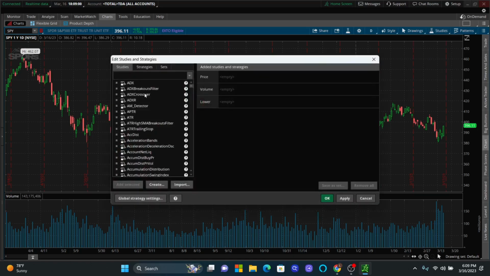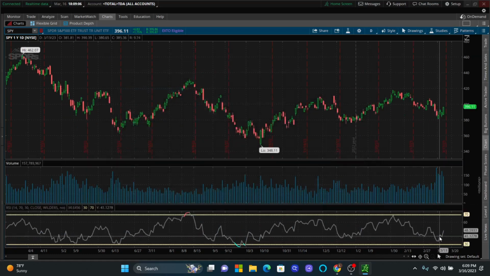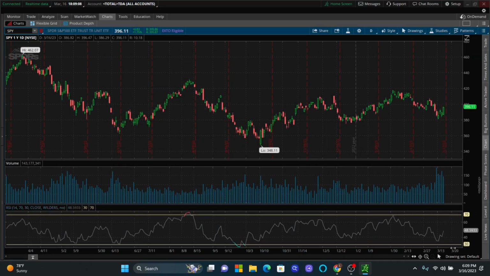To draw it in, you want to go to Edit Studies right here. I'm going to click on RSI, add it, click OK. So the RSI is right here. We have a level at 30 and a level at 70.